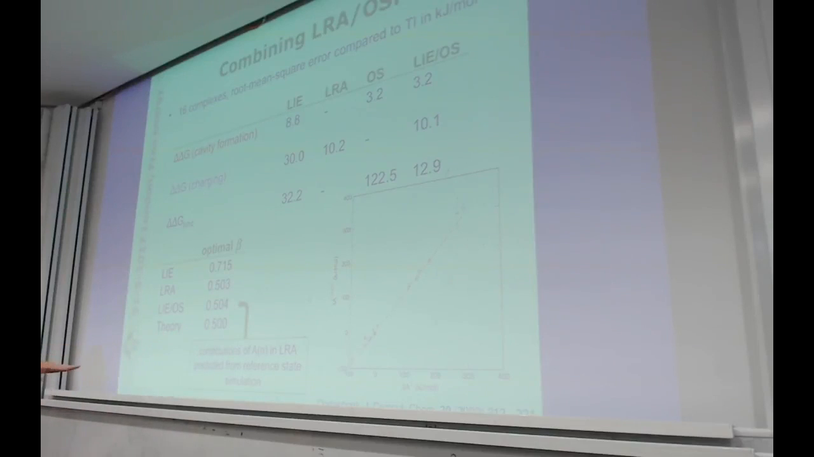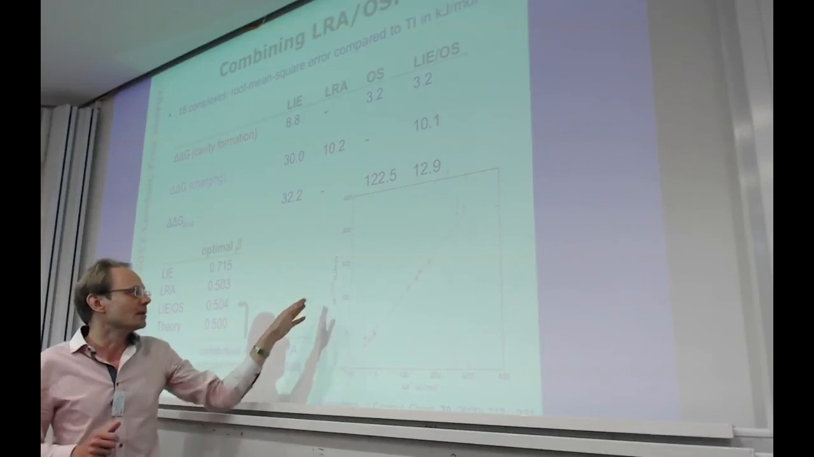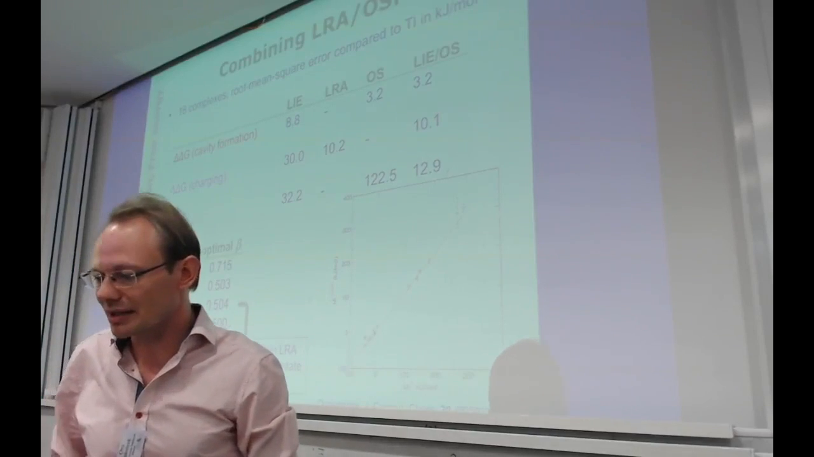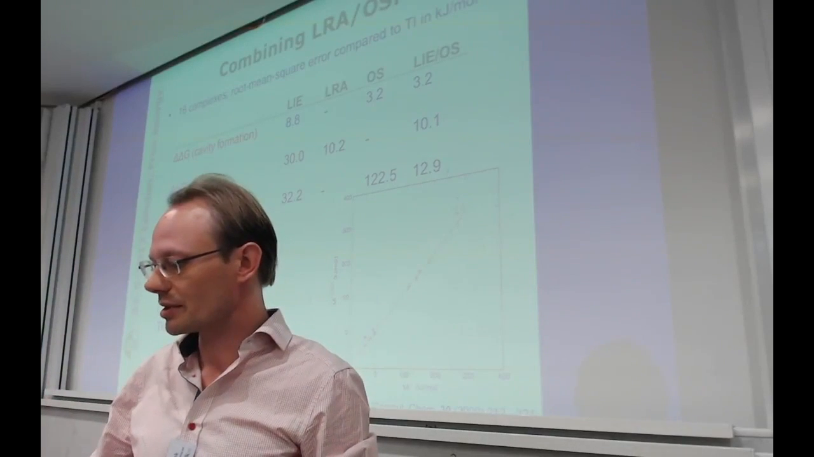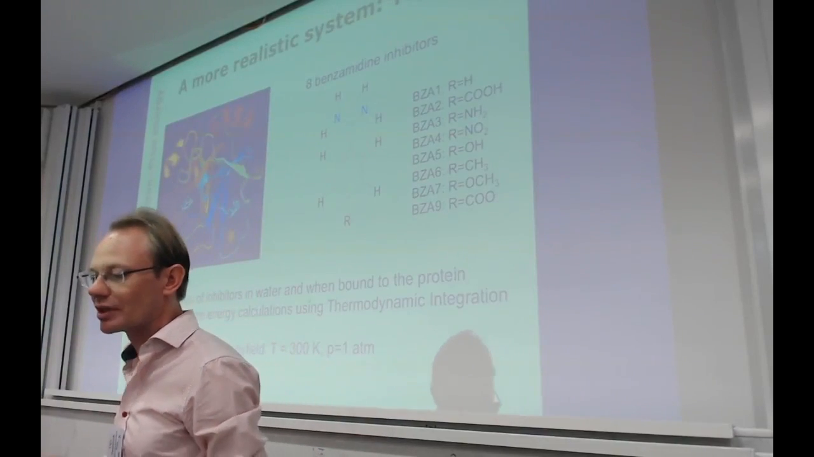It's a huge scale that I'm looking at here because I have charged particles. And in the end, you can get, for these 16 complexes, a correlation with the TI and our linear interaction energies combined with the one-step perturbation that is quite decent. Now that was just a model system, so then we moved on to a more realistic case.